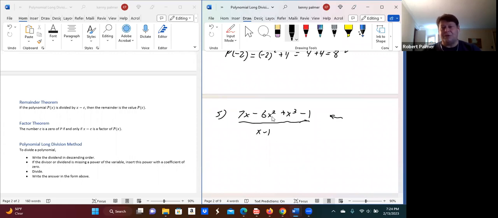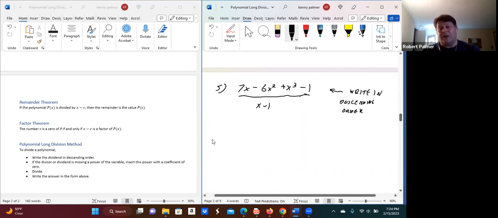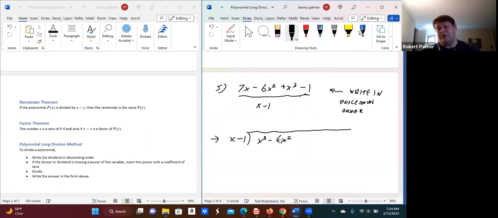Okay, now, once again, what I need to do here is, this is another one of the statements, I also want to make sure everything is written in descending order. So write in descending order. And so what I can do here is do my division. So I have x minus 1, that's my divisor, and then my dividend in descending order. Highest power is cubed, so positive x cubed. Next highest power is x squared, so minus 6x squared. Next highest power of x is plus 7x. Then finally, my constant is minus 1. Just make sure it's in descending order.